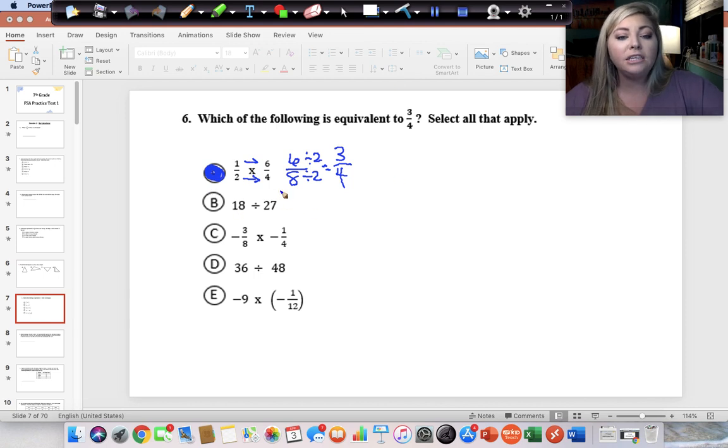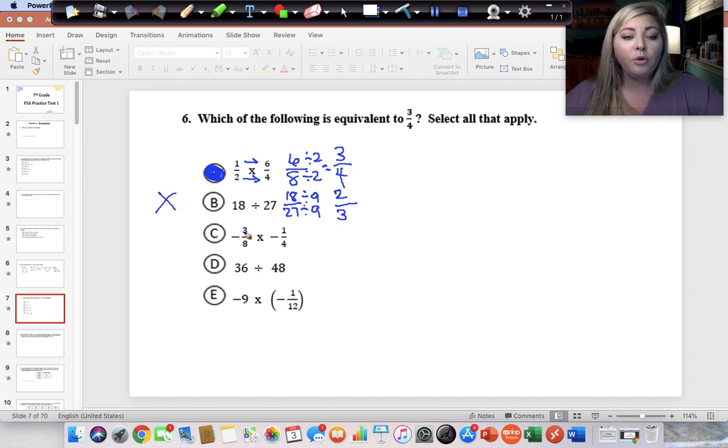We have 18 divided by 27, and to put this in fraction form so it'll be a little bit easier, we're going to put 18 over 27. 9 will go into both of these, so we will divide them both by 9. 18 divided by 9 gives us 2. 27 divided by 9 gives us 3, so that is not correct. Here we are multiplying again straight across. 3 times 1 is 3. 8 times 4 gives us 32. And a negative times a negative is a positive. So that is not correct because 3 over 32 is not the same as 3 over 4.